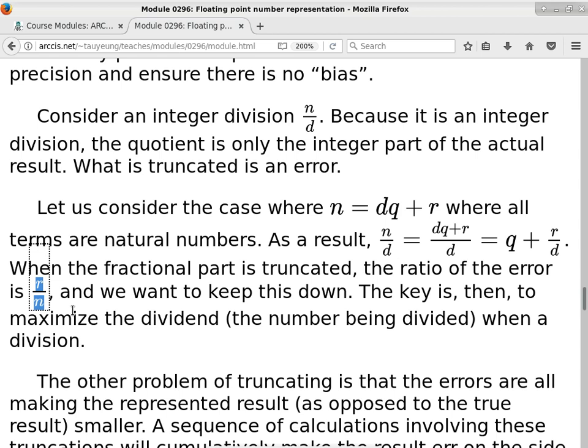What if you make it 23,000,003 divided by 10? Then the portion that you're losing is even smaller. So what we're trying to do here is minimize how much precision we are losing by maximizing n. Is that okay? All right? Okay.